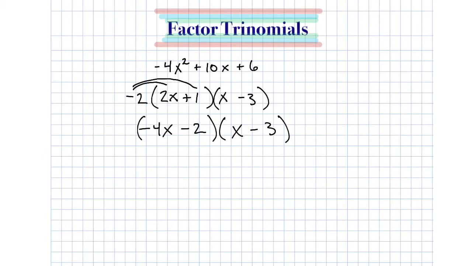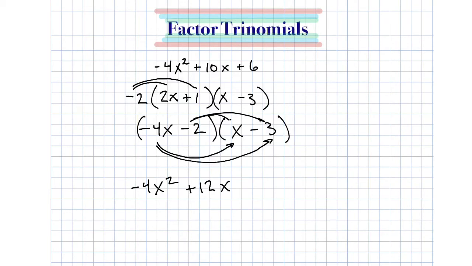Negative 4, so we're going to do it like this. Negative 4 times x gives us negative 4x squared. Negative 4 times negative 3 gives us positive 12x. And then negative 2 times x gives us negative 2x. And negative 2 times negative 3 gives us positive 6.